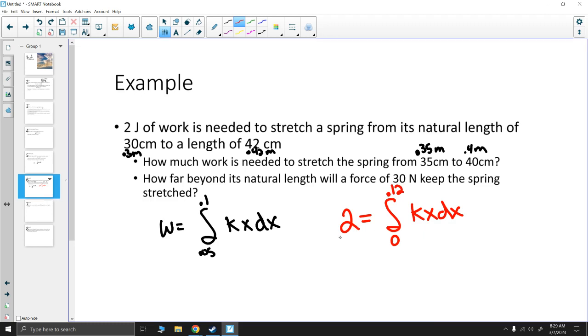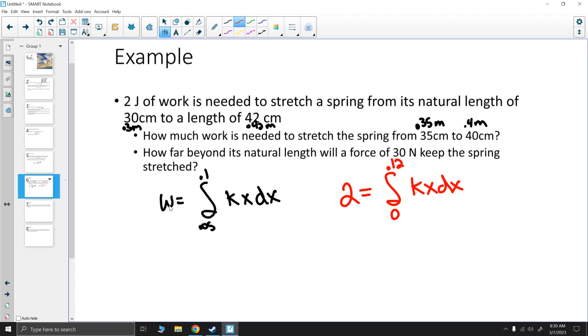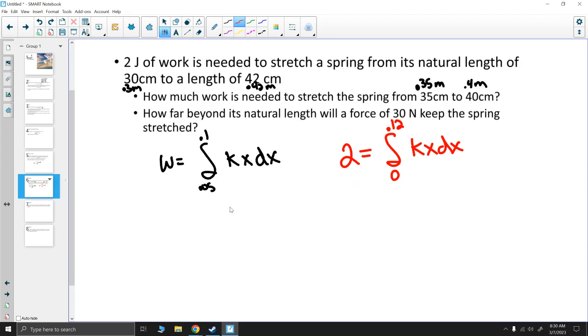So we're going to use this because essentially we have then the ability to solve for k because there's no unknowns here other than k. Over here, we're looking for work, but we don't know k either, so that's problematic. So we first need to find k based on the information we know. So that is to say, 2 is equal to the integral of kx, which is kx squared over 2, from 0 to 0.12. So let's go ahead and do that.